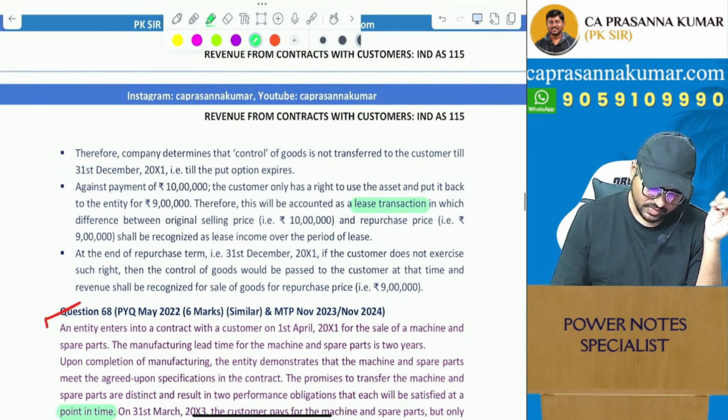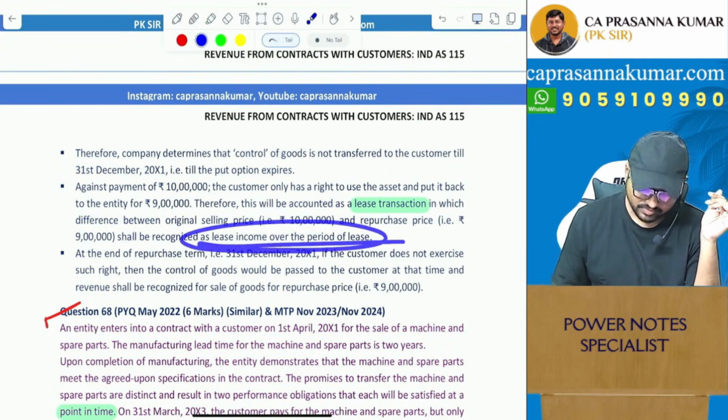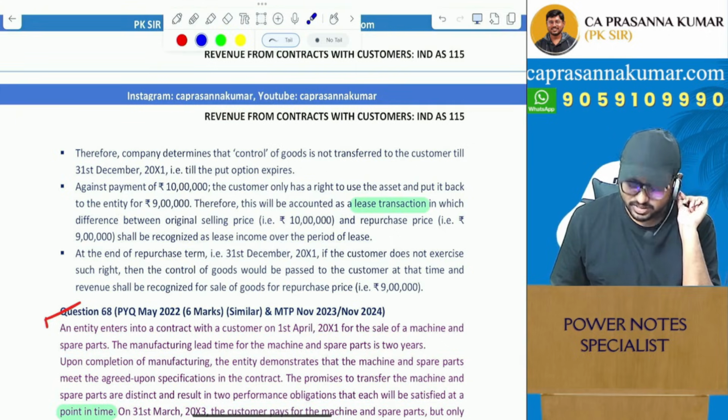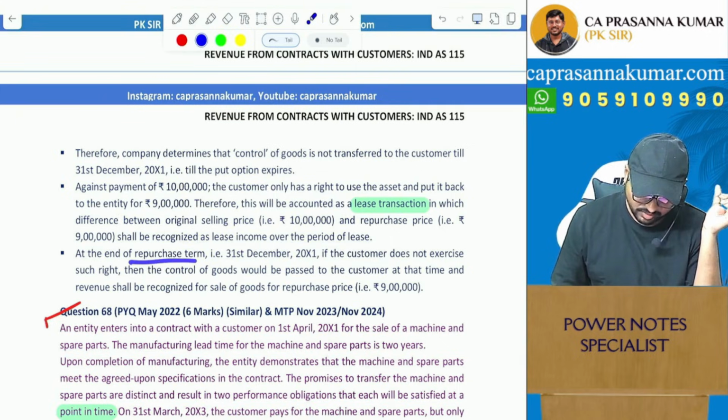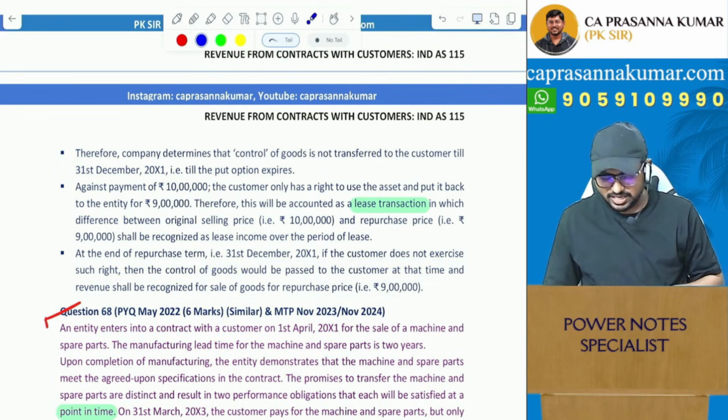Got it? The difference between 10 lakhs and 9 lakhs will be recognized as lease rent, lease income. Get the point? So, at the end of the repurchase term, if the customer does not exercise such right, then the control of goods will be passed to the customer. In that case, you can recognize the sale of goods. But anyway, that will not happen.